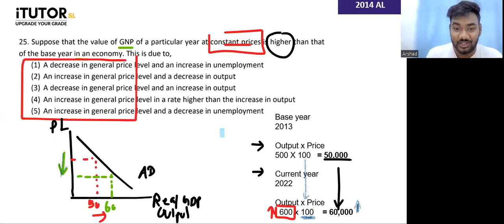Okay, so which one is our answer then? Output is increasing, price is decreasing. We can go with answer number 3. Can someone confirm the past paper book also says 3, right? What if I explained everything and the past paper book says something else? I don't know what the answer is in the past paper. Yes? Right, then the logic is correct.